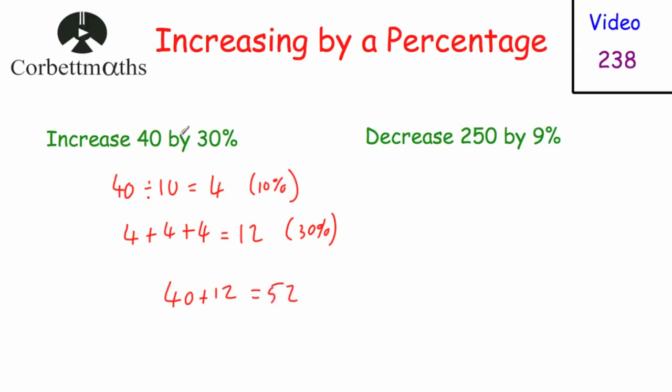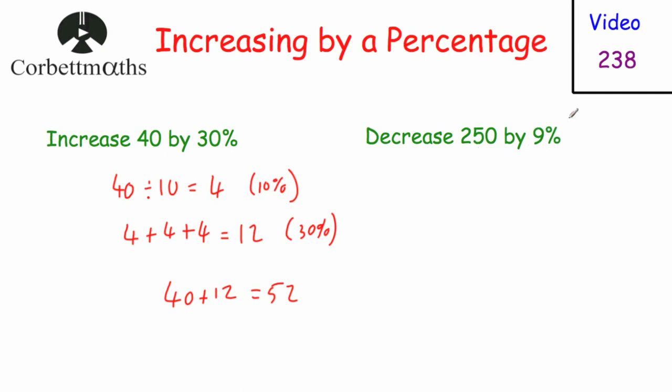So to increase a number by a percentage, you work out that percentage of the number, and then just add it on to what you started with. And likewise, decreasing by a percentage, and this would be quite important if you're going into a shop and there's discounts and so on. We're going to decrease 250 by 9%, and this is a calculator question. So what I'm going to do is take our 250, and work out 9% of it to begin with.